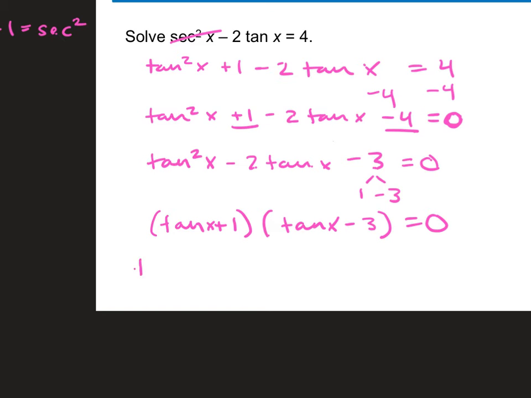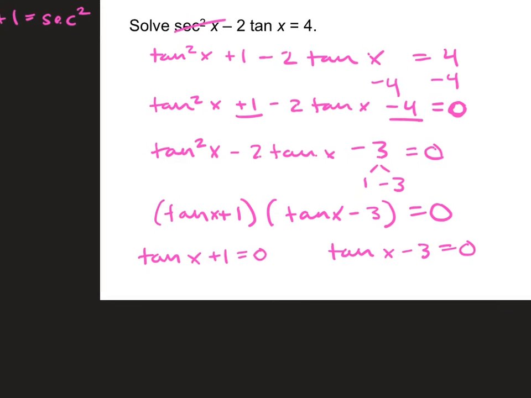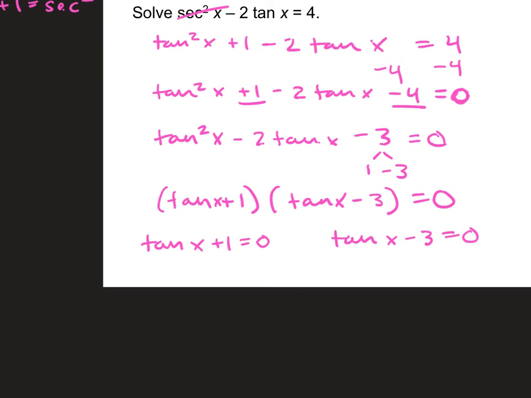So tangent of x plus 1 is equal to 0. Tangent of x minus 3 is equal to 0. What's next? Subtract 1. So tangent of x is equal to negative 1. And add 3. So tangent of x is equal to 3.